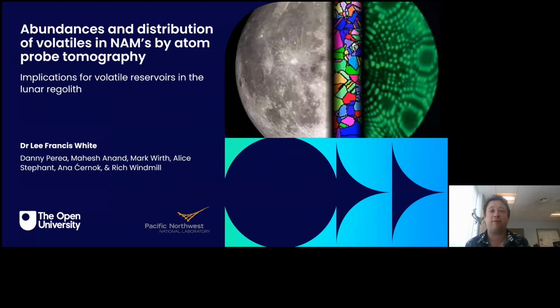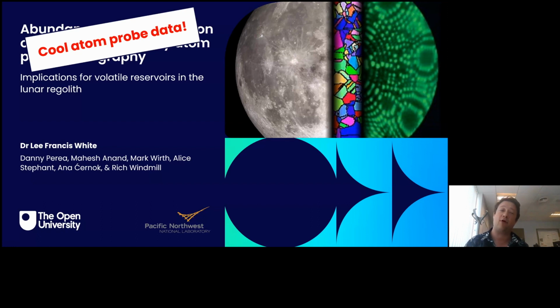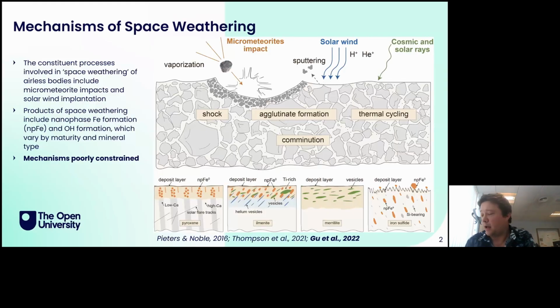So initially today, I was planning to talk about the abundance and distribution of volatiles in nominally anhydrous minerals by atom probe tomography, which sounds very fun and very challenging, and it turns out it is. So we haven't been able to do too much with abundances, but we're at least going to show some cool atom probe data. The implications for volatile reservoirs in the lunar regolith are still very much there, though. So backtracking a little bit from actually putting pure numbers on this, but still going to show some really fun stuff from a technique that a lot of people haven't really been exposed to, especially in the lunar science community. So the bulk of what I'll be talking about today revolves around space weathering.